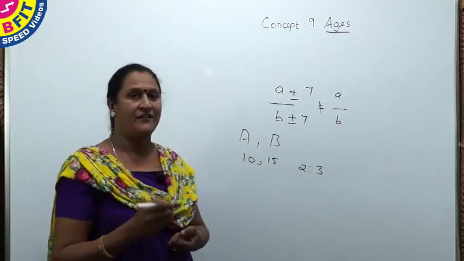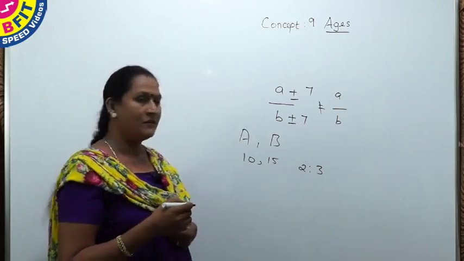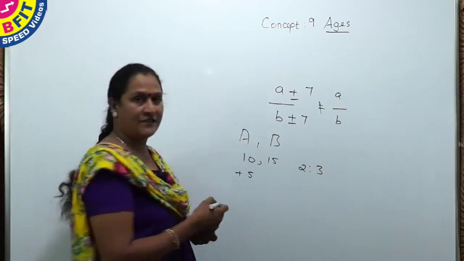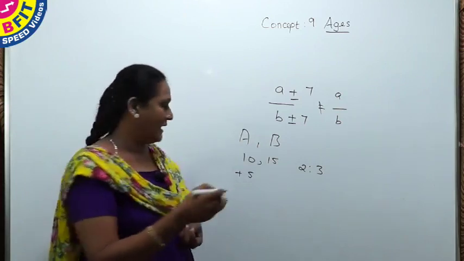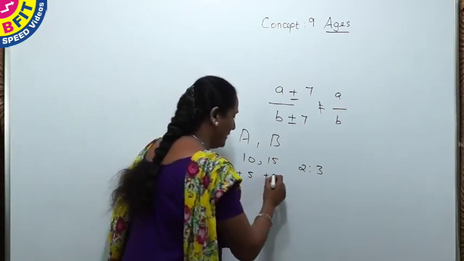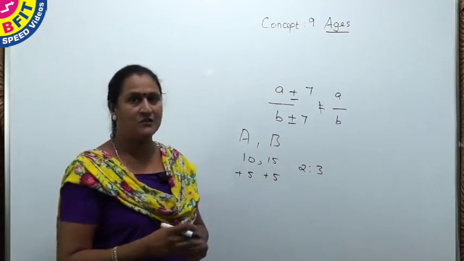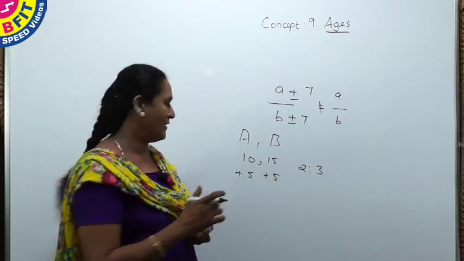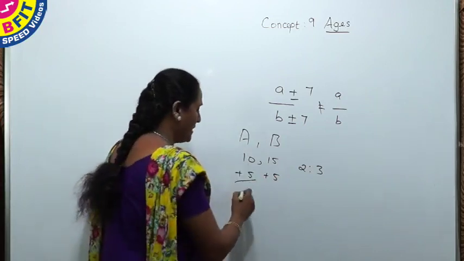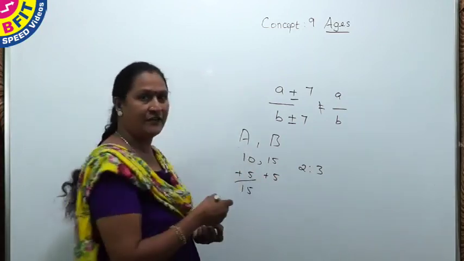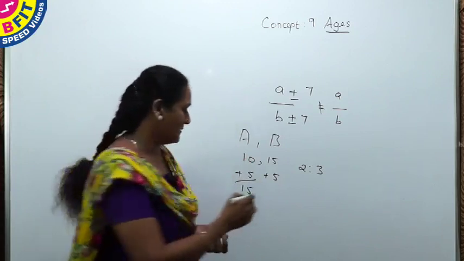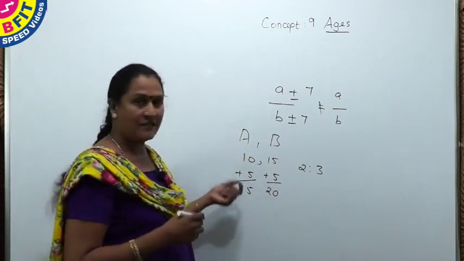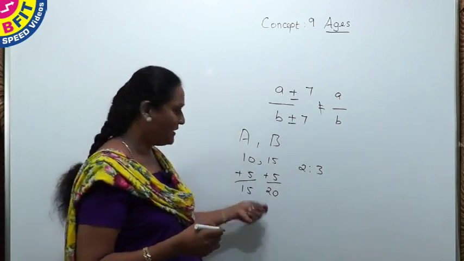See, after 5 years, what will be their ages? After 5 years, we add 5 to A's age, and for B also we'll add the same value. Both values will be increased by the same value. So A's age after 5 years is 15, and what will be B's age? It will be 20. So after 5 years, A's age is 15 and B's age is 20.